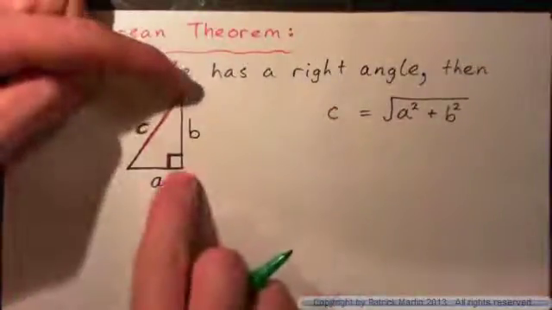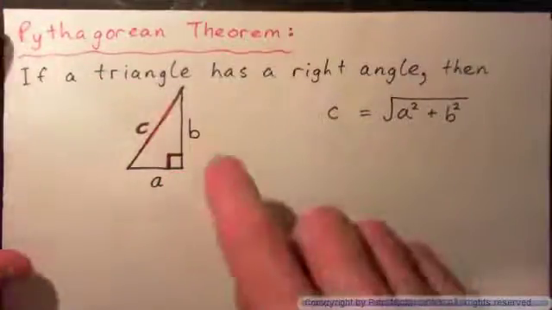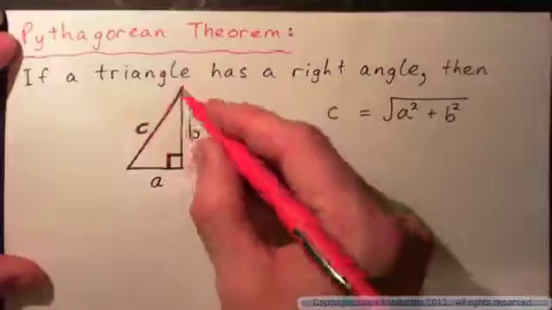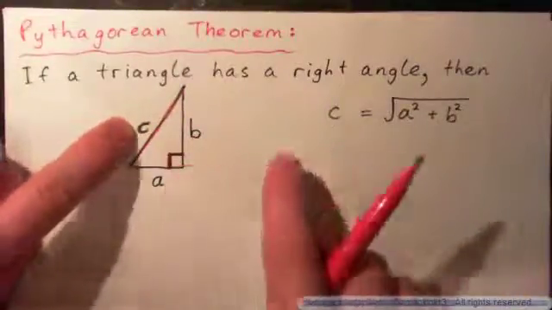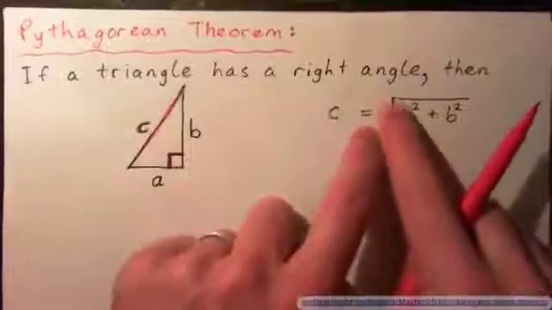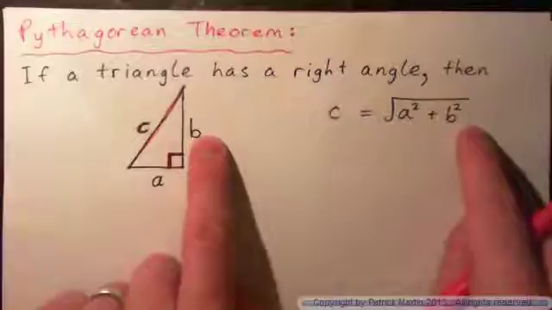B is the length of one of the sides, and A is the length of the other side. So basically, C would be the longest side, wouldn't it? Or it's always the side opposite the right angle. So this long side is equal to the square root of this side squared plus this other side squared.